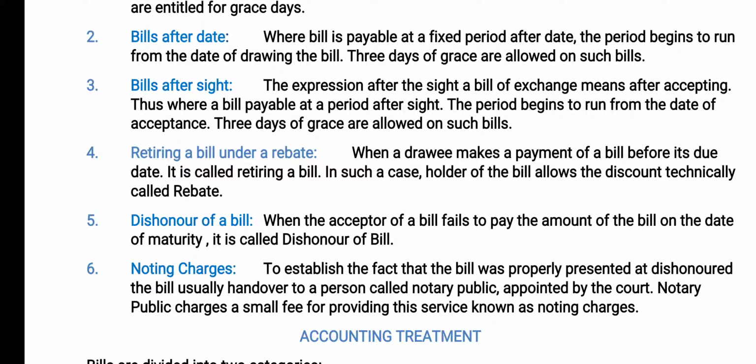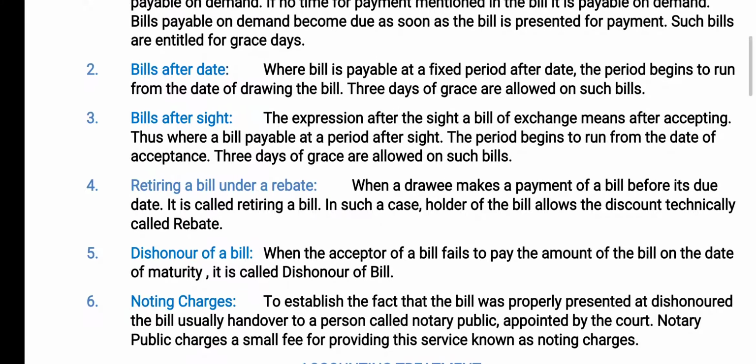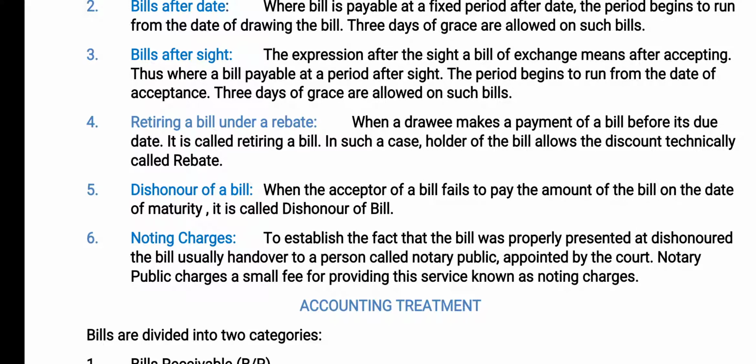So we can say that suppose A has to make the payment to B on 31st of March, but he is not able to make the payment on 31st of March, then the bill becomes dishonored. It means A is not able to pay the amount in the fixed period of time that has been mentioned in the bill of exchange.